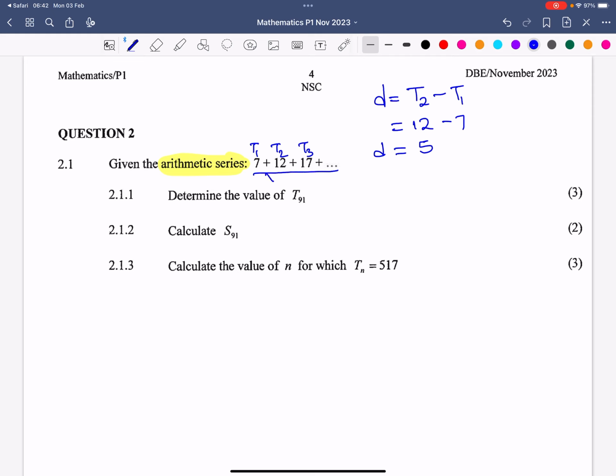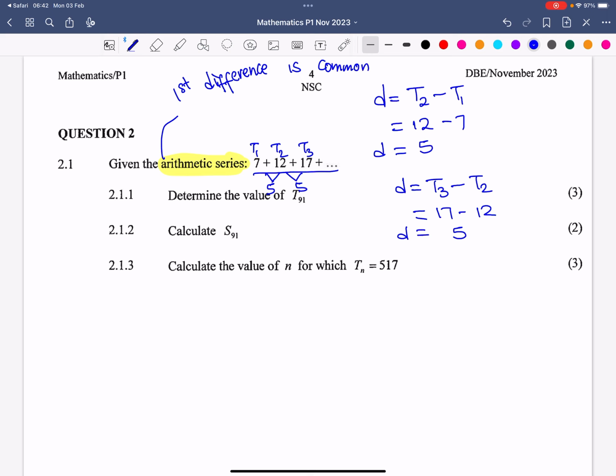But we just got these two, subtracting these two, let's just verify that again with D is equal to T3 minus T2. So what is T3? It's 17. What is T2? It's 12. And then what is the difference? It's 5. So you can see that with this sequence, you have a common difference of 5. The first difference is common for any arithmetic sequence, right? Or series. So that's what we know.